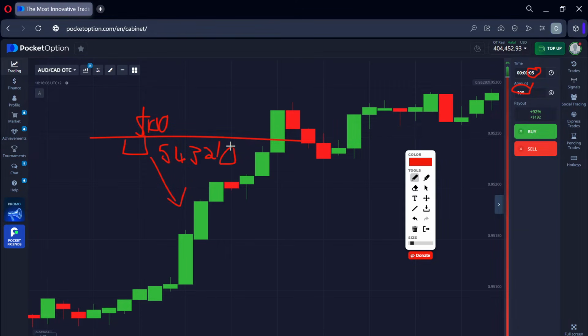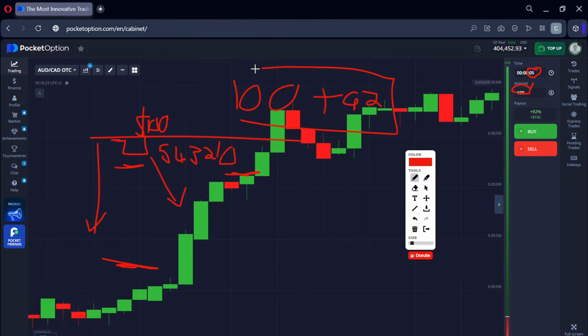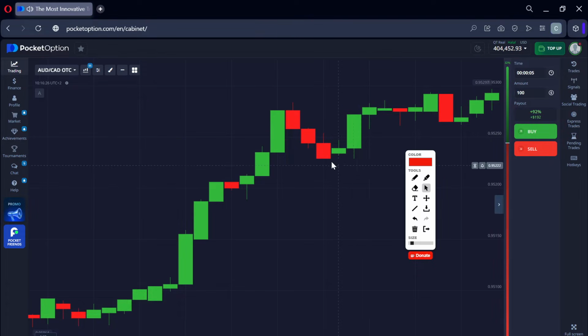When it hits 0, the trade ends. And because you're trying to predict that it's going to go down, it doesn't matter if the trade ends here, if it ends just there, you will make money, and you will make obviously the 100 plus the 92% payout. So you would make 192, as it explains over here. So that's pretty much the basics.